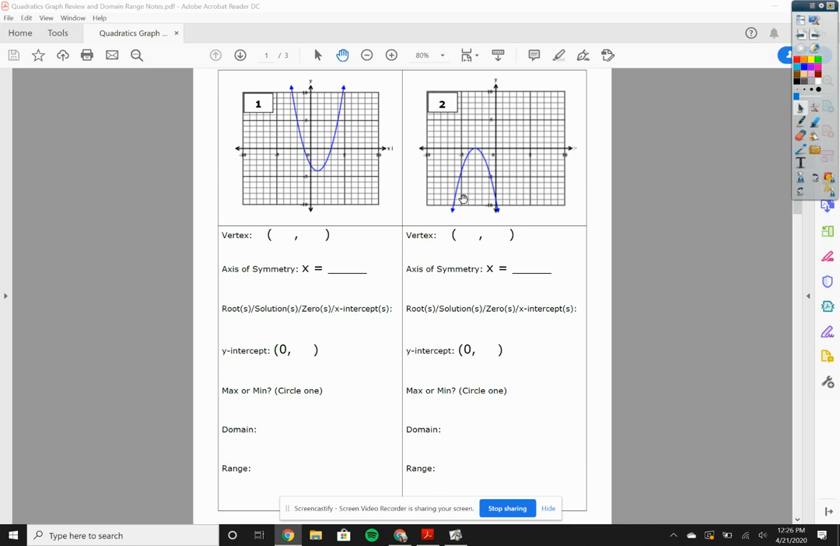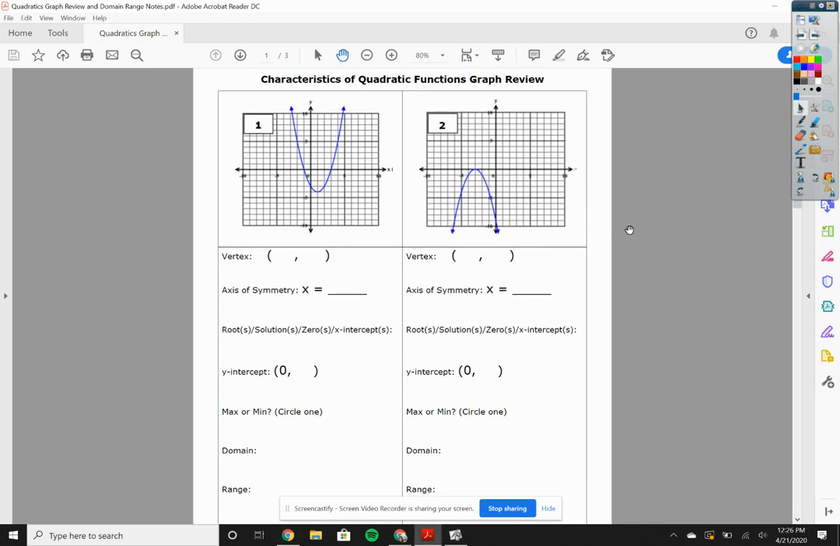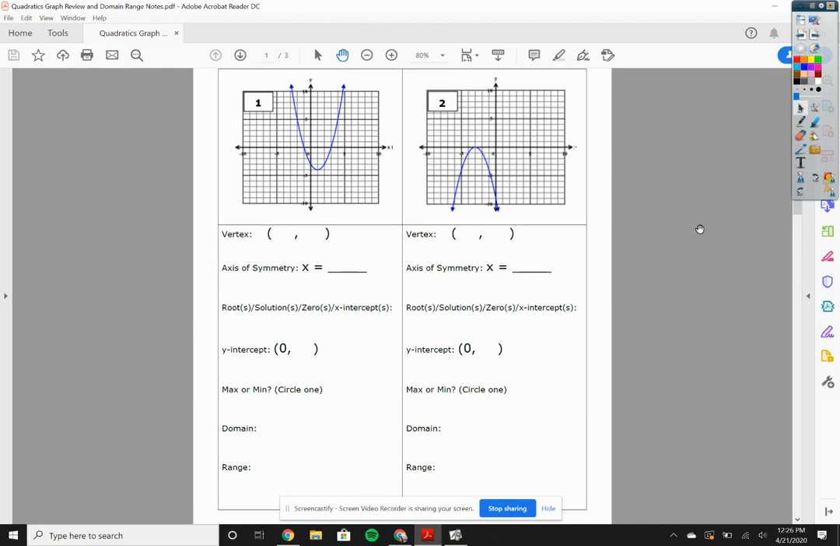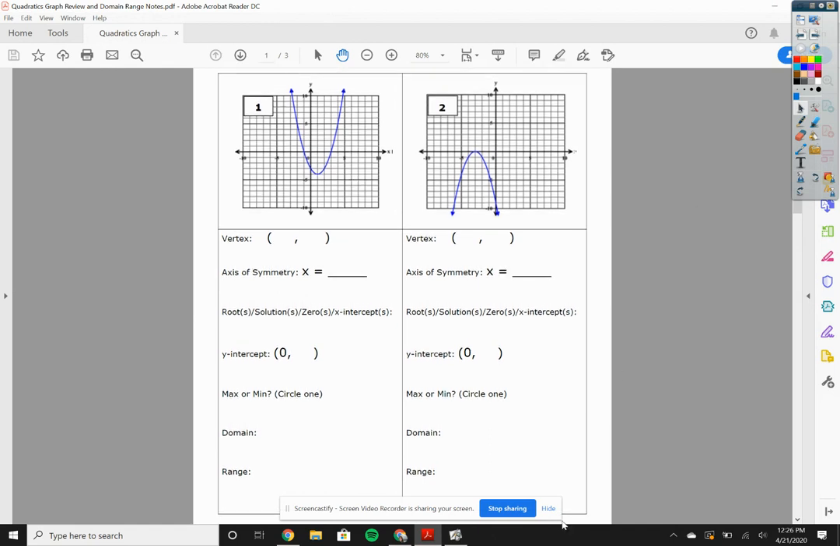Hey guys, this is going to be the video for characteristics of quadratic functions. This is something we did before we left, so it should be a little bit of a review, and then we'll get into something slightly new. For number one, it gives us this graph, and it wants us to find all of these characteristics for it. The first thing it asks for is the vertex.